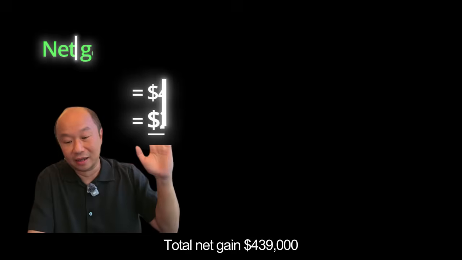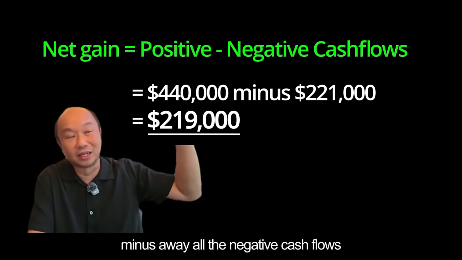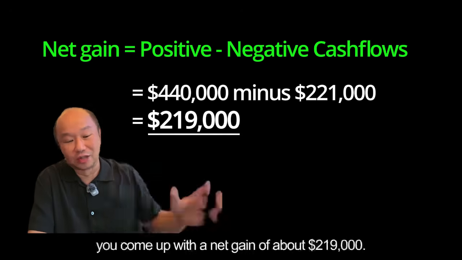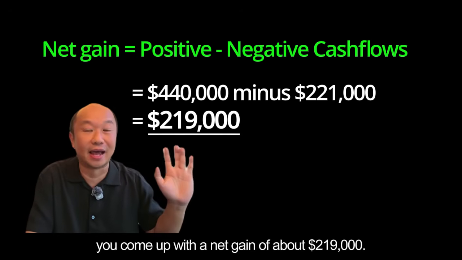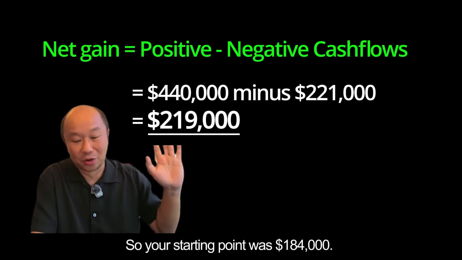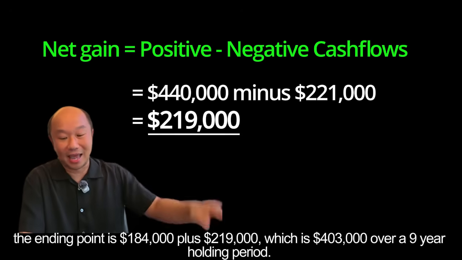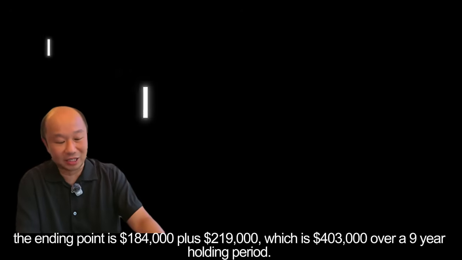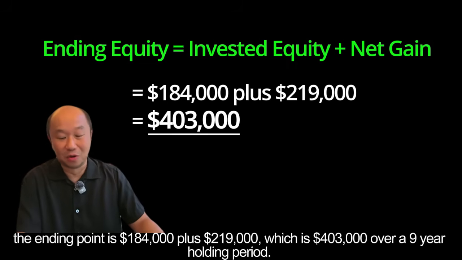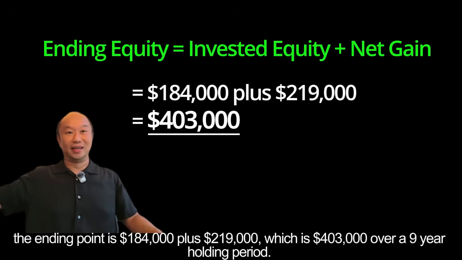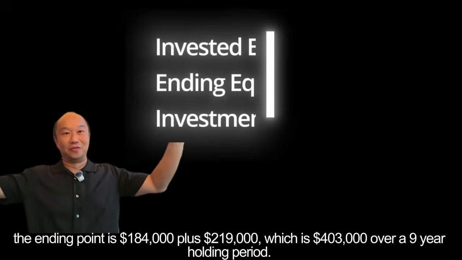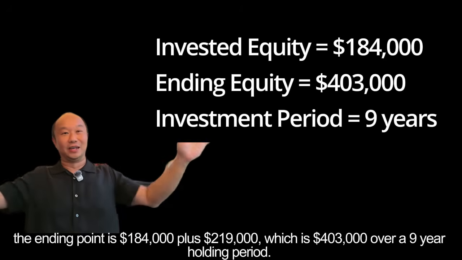Total net gain: 439,000 minus all the negative cash flows, you come up with a net gain of about 219,000. So your starting point was 184,000. The ending point is 184 plus your profits of 219,000, which is 403K. 184K, 403K, 9-year holding period.